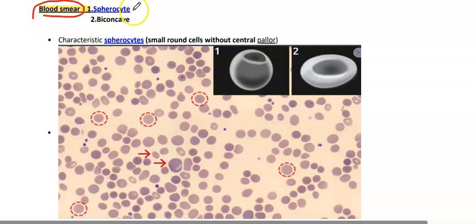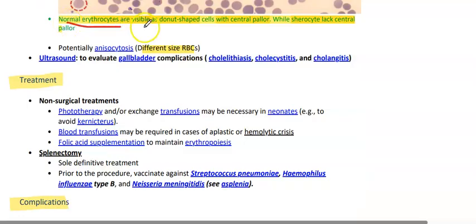On blood smear, there will be spherocytes. Normal RBCs are biconcave in shape, but in hereditary spherocytosis they become round. The characteristic spherocyte is a small round cell without central pallor. So this is a spherocyte, while this is a normal RBC with biconcave shape. Normal erythrocytes are visible as a donut shape with central pallor, while spherocytes lack central pallor. Potentially, there will be anisocytosis, where RBCs are of different sizes. Ultrasound can be used to evaluate gallbladder complications due to gallstone formation, like cholelithiasis, cholecystitis, and cholangitis.